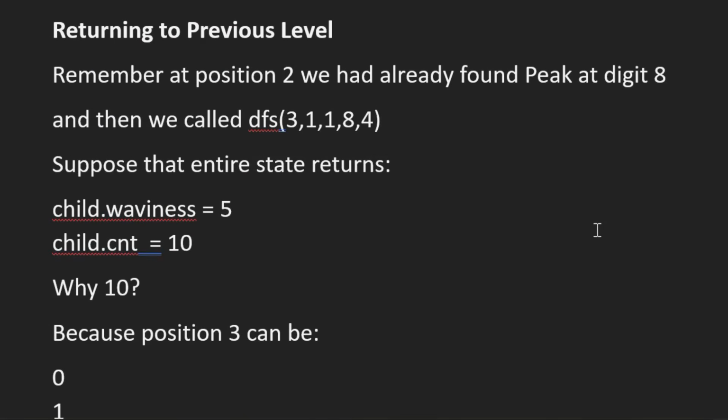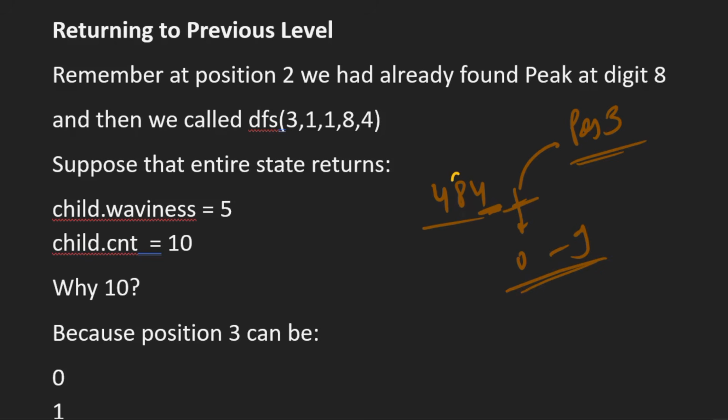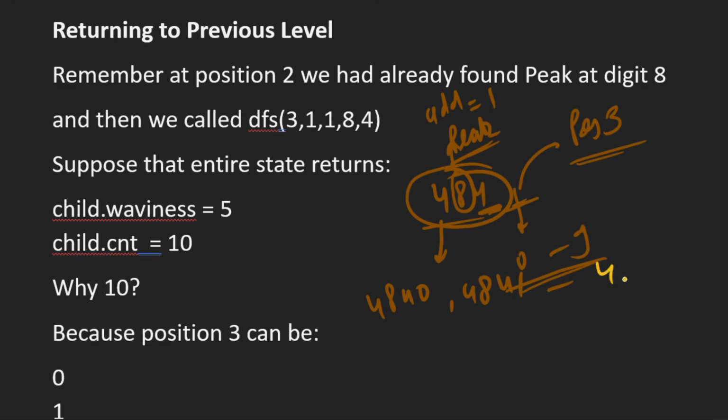Now when we return to the position 484, right, this position? So now let's say we have processed all the position 3, that is we have taken all the values from 0 to 9 here, and we know here at position 2 we have add is equal to 1 because there is a peak at 8. And for this state, what are the childs? That is 4840, 4841 and all up to 4849. That is the child count is 10.